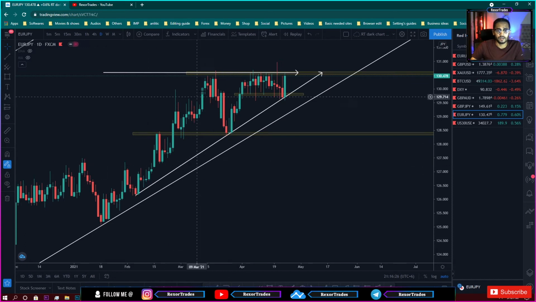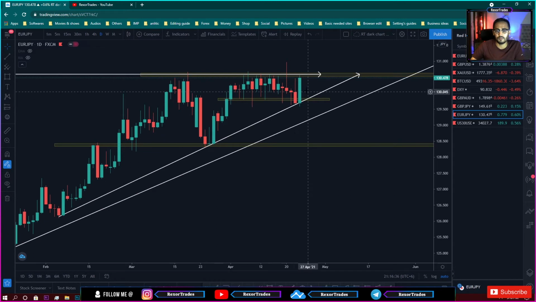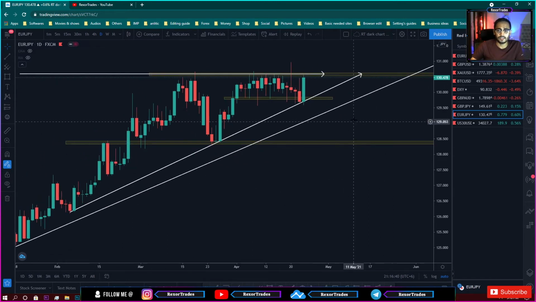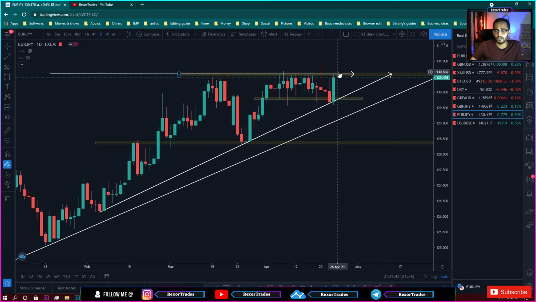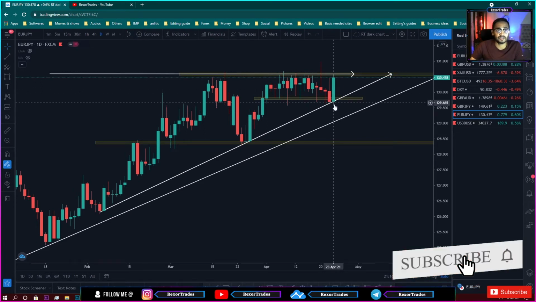Over here you see this is the resistance zone, and these are the price reacting from retesting this trend line over here. So we were talking about how EURJPY might be breaking out of this ascending triangle pattern, and I will be entering short or long by looking at how EURJPY breaks out of this ascending triangle pattern.